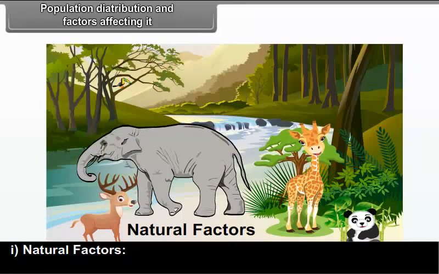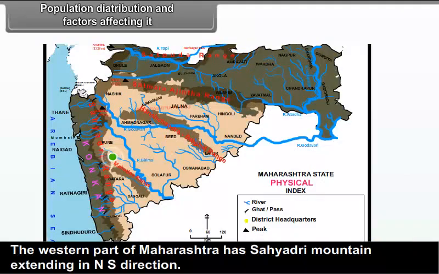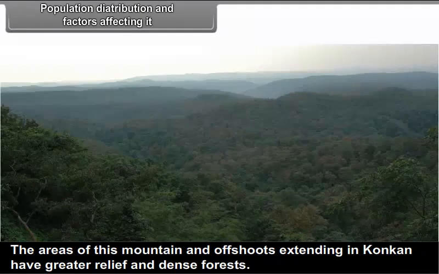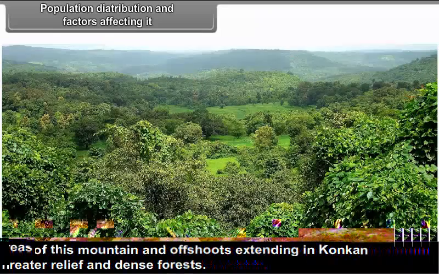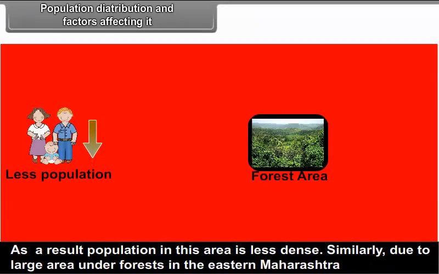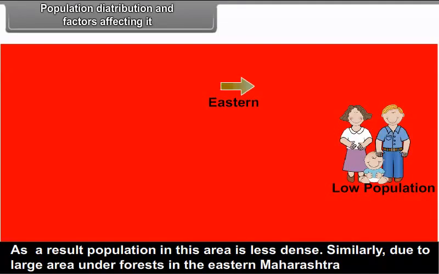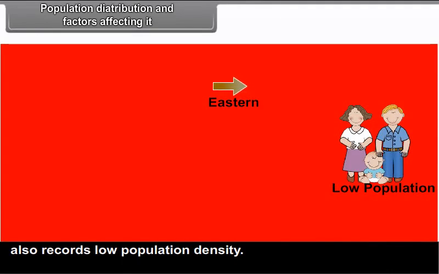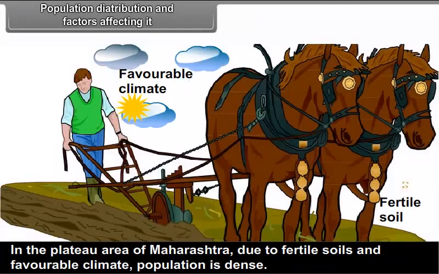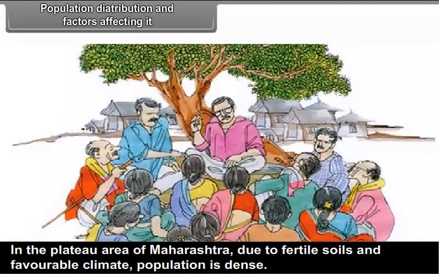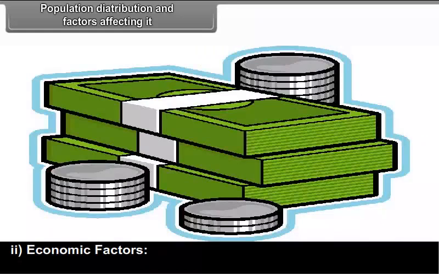Natural factors. The western part of Maharashtra has the Sahyadri mountain extending in the north-south direction. The areas of this mountain and offshoots extending in Konkan have greater relief and dense forests. As a result, population in this area is less dense. Similarly, due to large area under forests in eastern Maharashtra, it also records low population density. In the plateau area of Maharashtra, due to fertile soils and favorable climate, population is dense. Economic factors.